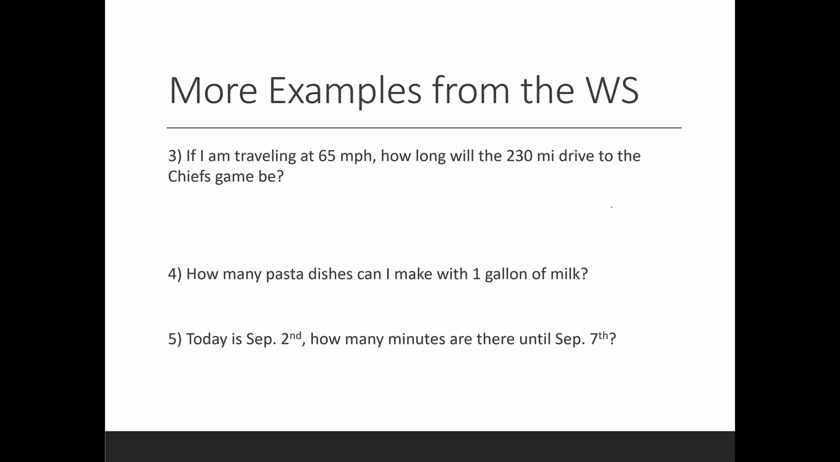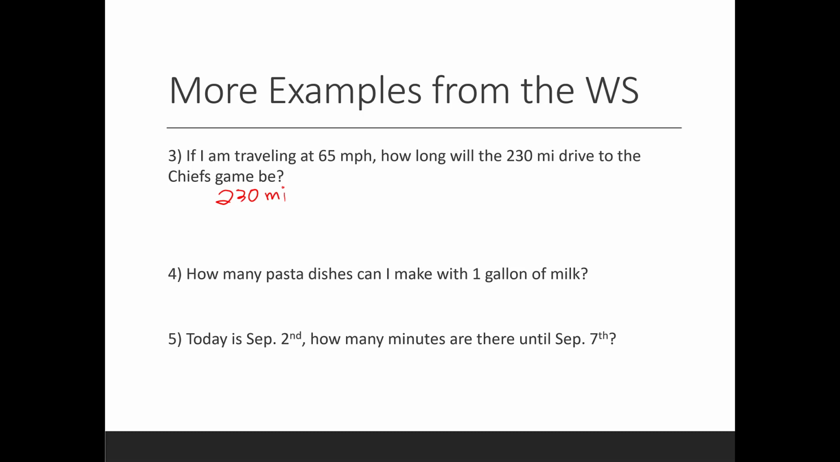All right, welcome back. We're going to go through a couple of these problems here. So let's get started. On the top one, it says, I'm traveling at 65 miles an hour. How long will the 230-mile drive to the Chiefs game be? This is a little bit of a tricky one to get started with, but hopefully you were able to work it out. The given information, or the information that you need to write on the left page first, is actually the 230 miles.